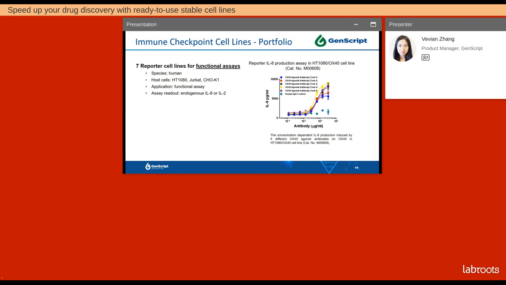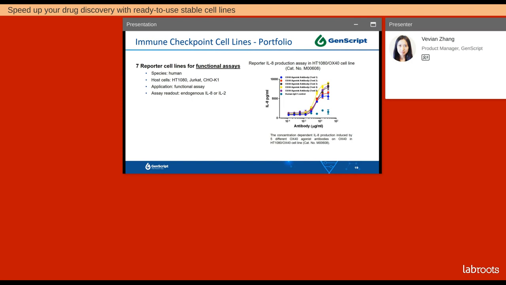We also have 7 reporter cell lines of immune checkpoints for functional assays. They are all human immune checkpoint proteins, and we offer host cells including HT1080, HEK, or Tronca-1. These cells are for functional assays with a reporter expression. The assay results are either endogenous IL-8 or IL-2.